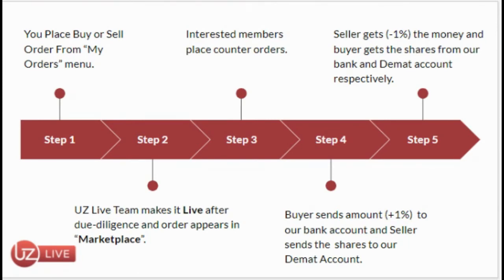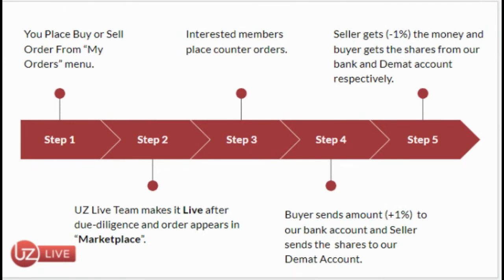Now I will explain how the matching will happen from the backend. There is a buyer who wants to buy shares, and there is a seller who wants to sell shares. From the backend, we'll match this deal. Once the deal is matched, we'll call the buyer and take the money, call the seller and take the shares, and then we'll set up the deal.